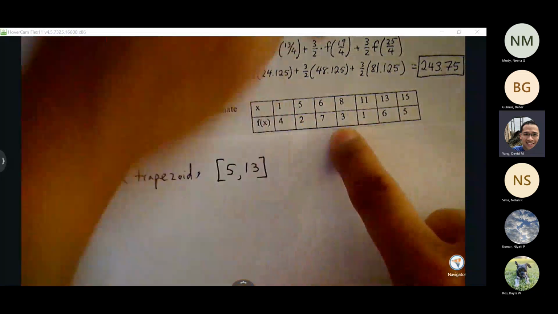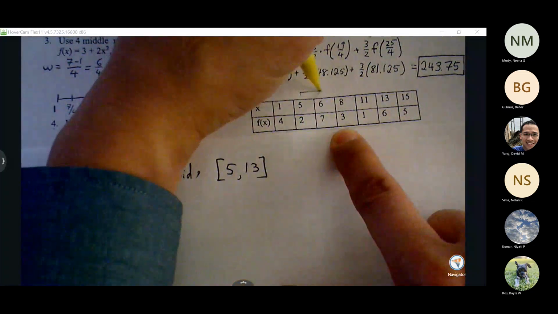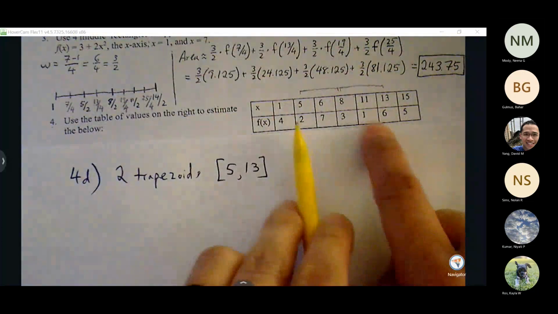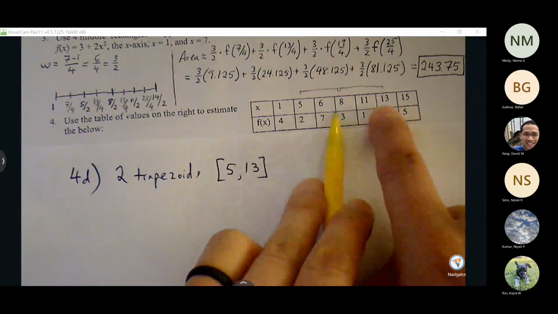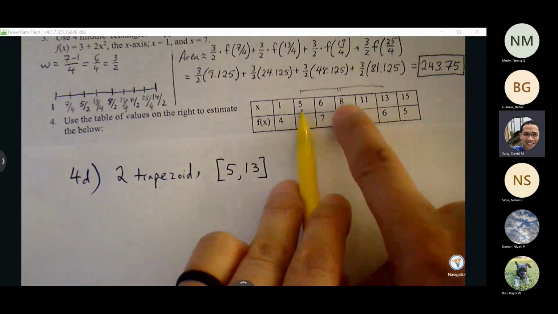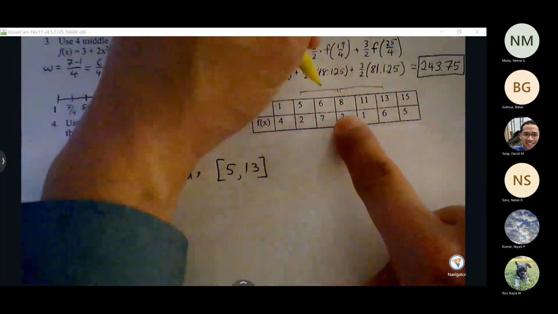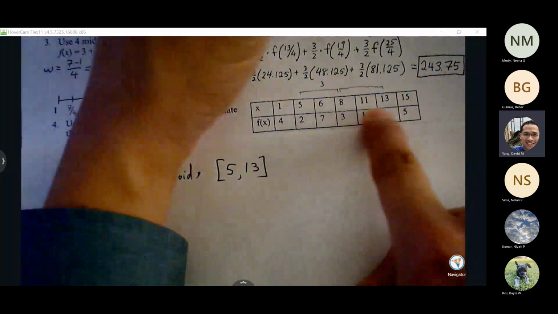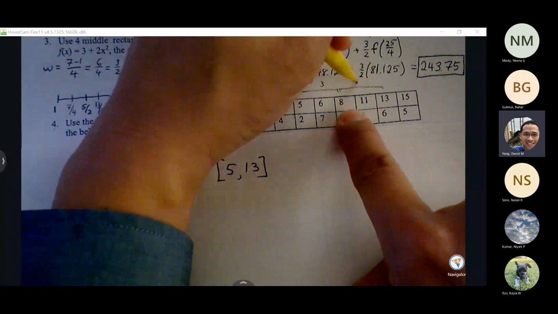We see that we can span across 3 ordered pairs. Subtract your ends to get your width. 8 minus 5 is 3. That's the distance between 5 and 8. 13 minus 8 is 5.